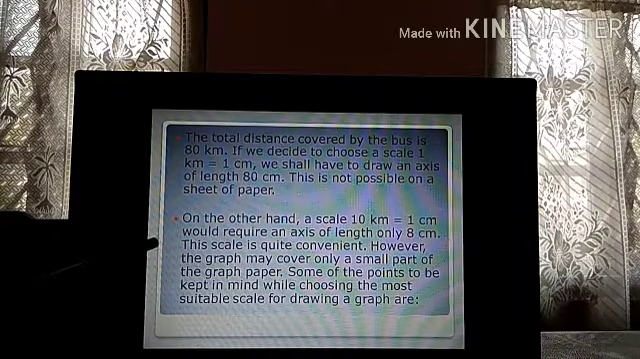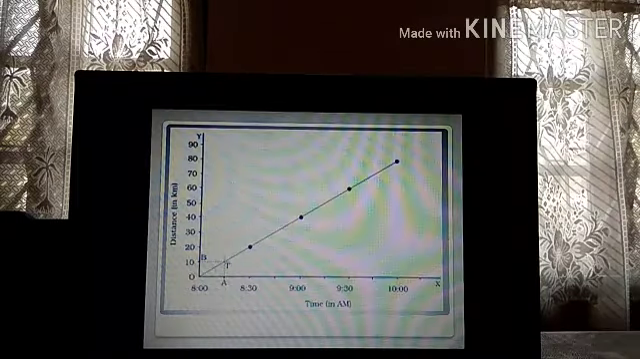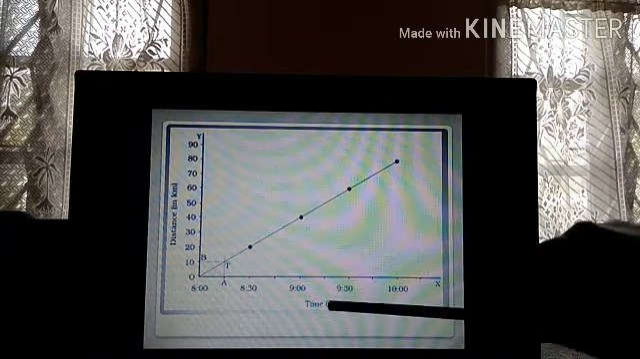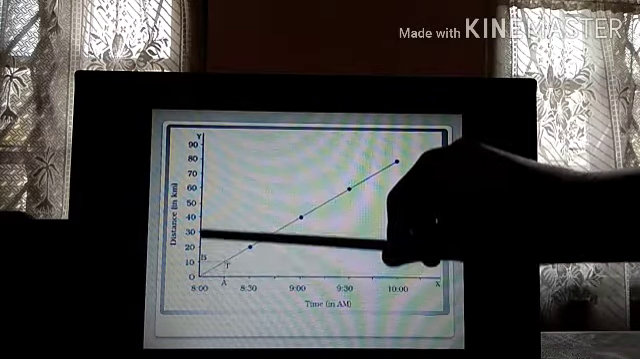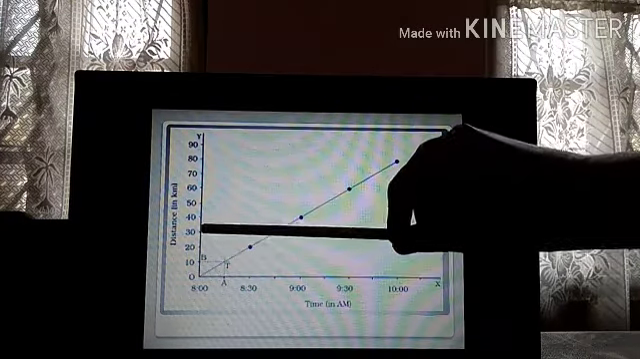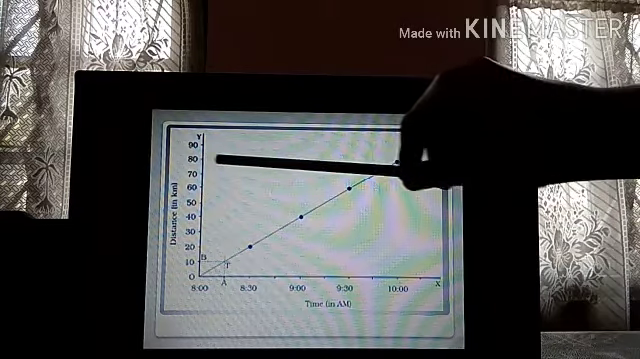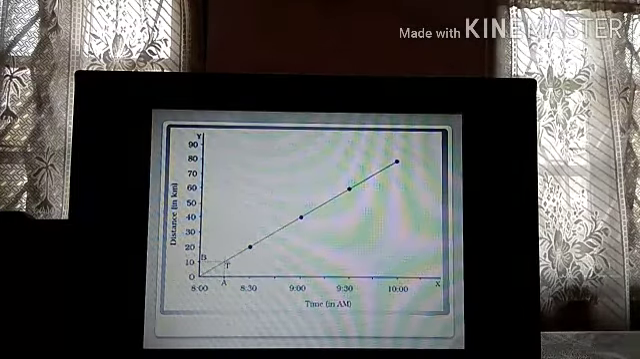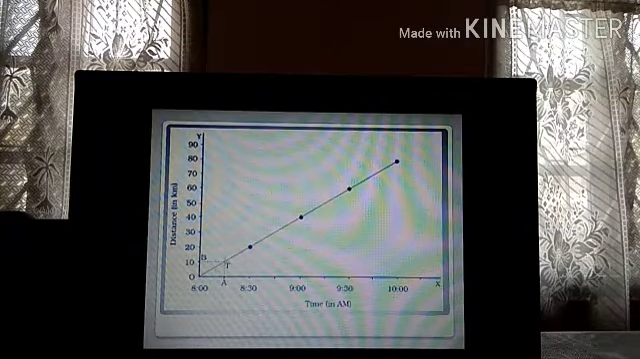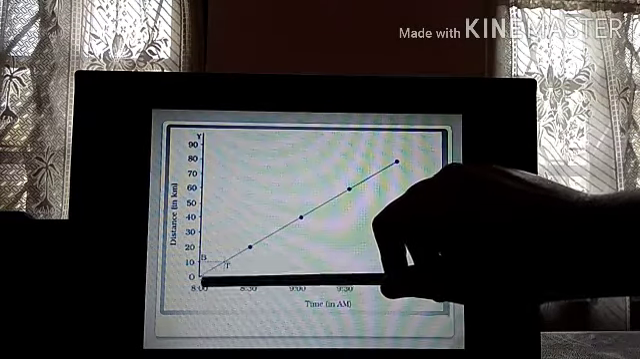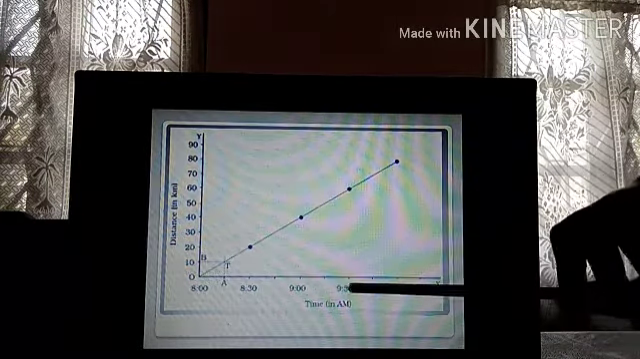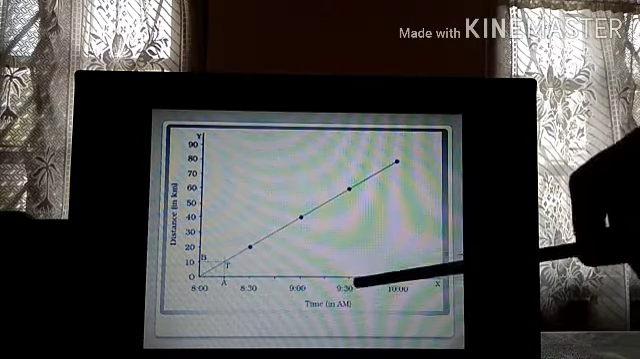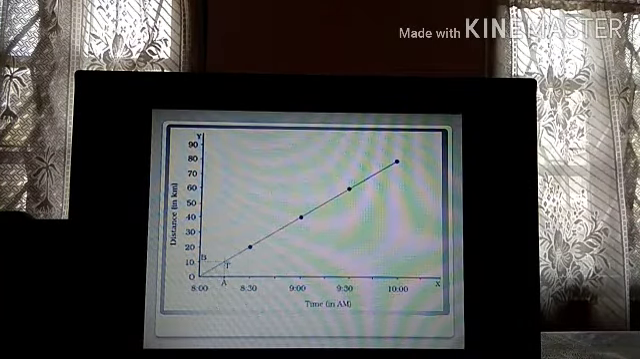However, the graph may cover only a small part of the graph paper. Some of the points to be kept in mind are what? Let us see. Now this is the graph you see here. This is the time taken. Can you say how the distance is marked? 10, 20, 30, 40, 50, 60, 70, 80. So here your graph is over. But if you mark 1, 2, 3, 4, 5, 6, you have to mark till 80, then your graph will not even fit, it will go up. So don't do it that way. Here the time is also marked very nicely: 8, then 8:30, then 9, 9:30, 10. So it is very easy to plot the points.